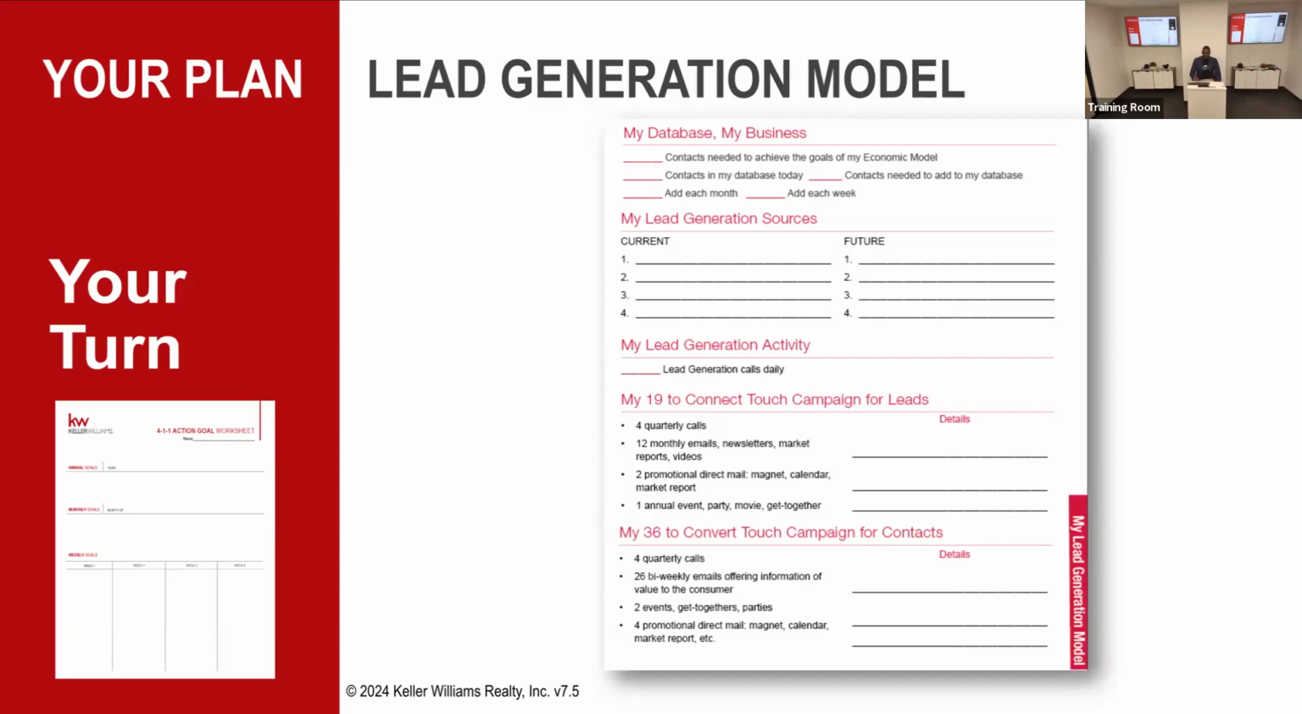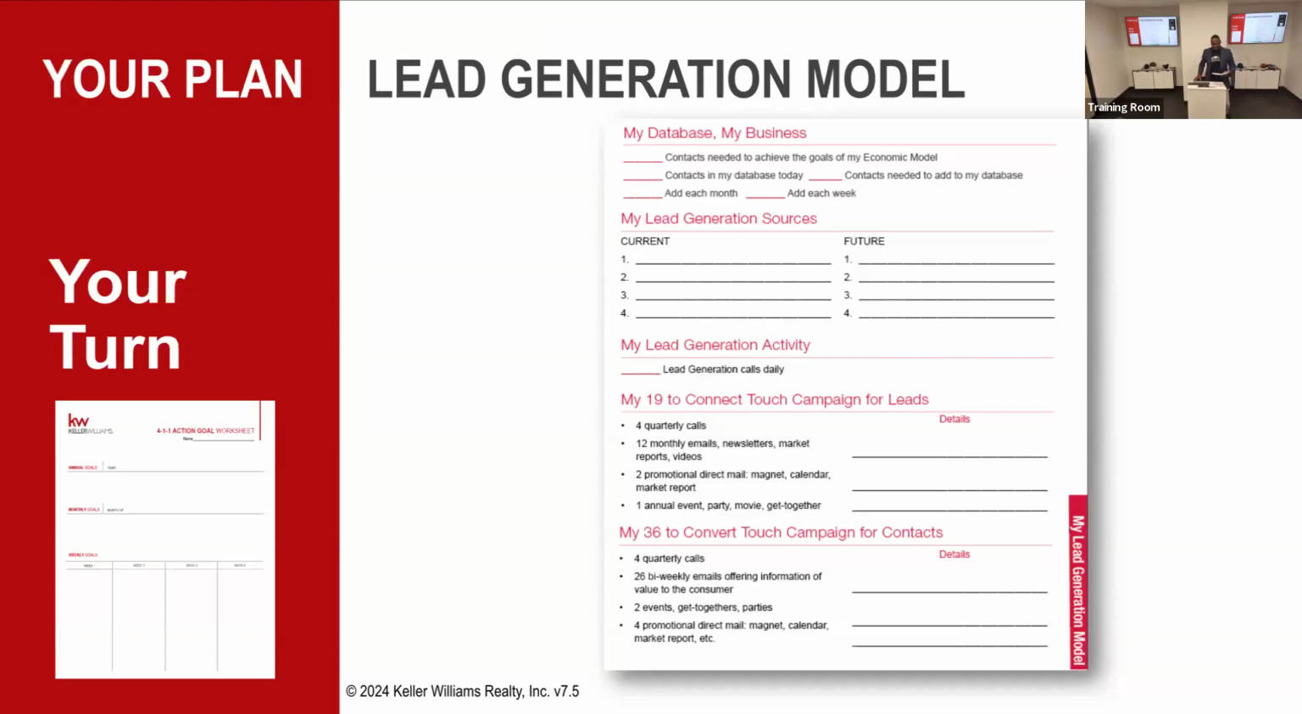All right, so if we flip to 425 before we wrap this section, and then we'll take a breather because I see lunch is here. 425, here's your next build out to your 411. So we now know our net income. We now know our total units we're going to sell. We know our listing appointments, our buyer appointments. We just have to add our contacts to our database. We need to add on an annual basis. We know what event we're going to do for leads, what events we're going to do for contacts.